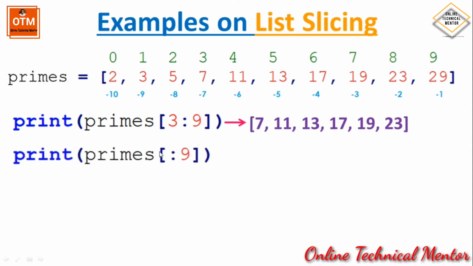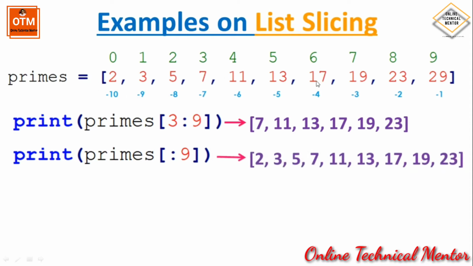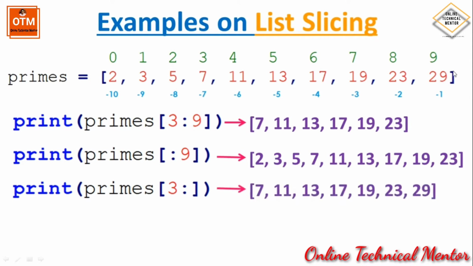Next, if the start position is not specified, or you can say if the start index is not specified, just :9, that means it will extract from the beginning, that is from the 0 index up to 8 index, that is before the 9 index. So it will give you the output 2, 3, 5, 7, 11, 13, 17, 19, and 23. Next, primes 3: that is the stop index is not mentioned in this case. It will extract from index 3, that is from 7 onward, and it will extract everything after that index. If the stop index is not specified, then it will extract up to the end of the list. So it will print from 7 to 29.